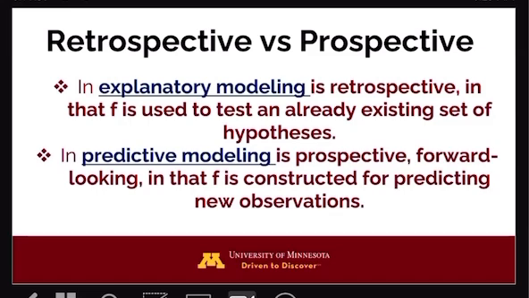Don't forget, we want to predict new observations. We're not interested in the existing observations. We're focusing on new observations, and that will require us looking forward. Does that make sense? Predictive is about looking forward. Explanation is about looking backward. And that was why I said it's prospective, forward looking, in that F is constructed for predicting new observations. The F you construct for predicting new observations is different from the F you construct in testing existing hypotheses. They are not the same.